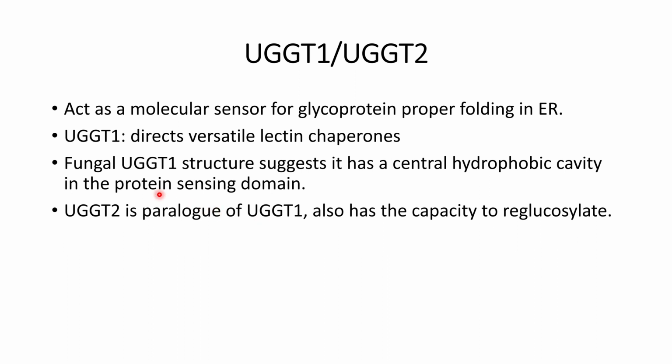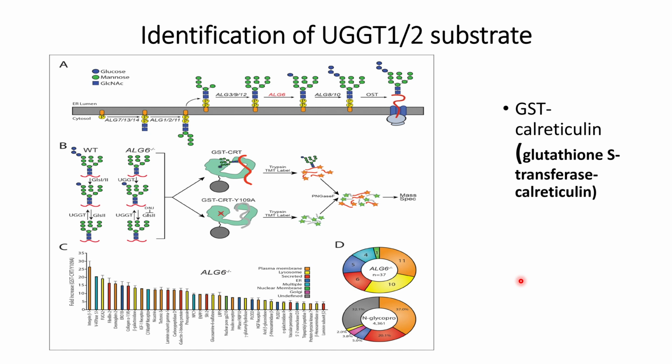UGGT1 has another paralog, that is UGGT2, and that also has the capacity to reglycosylate. That has been observed by experiment. I'm not going into the experiment in this video. However, you can refer to the paper that has briefly described that experiment. So let us understand how the experiment has been conducted to identify the substrates that interact with UGGT1 or 2.